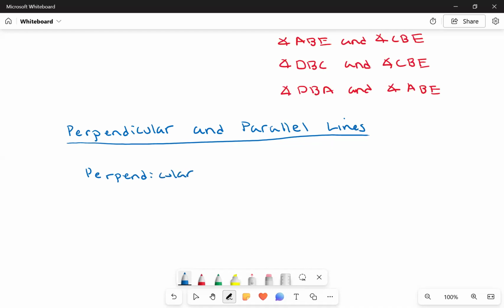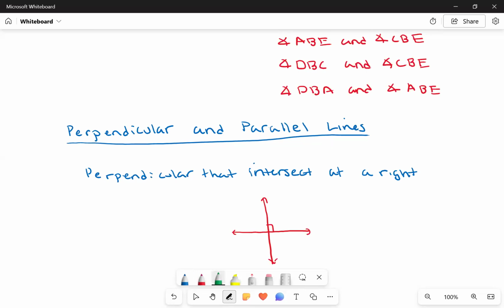That intersect, wow, it's going really slow. I'm sorry, it's because I'm drawing so many pictures that intersect at a right angle. Okay. And the minute one of the angles is a right angle, all of the angles are right angles, right?